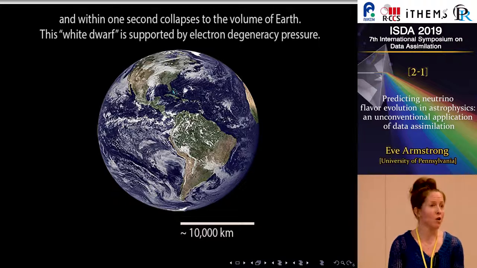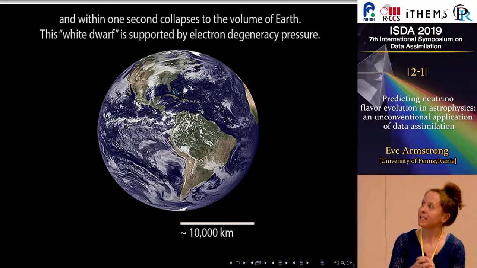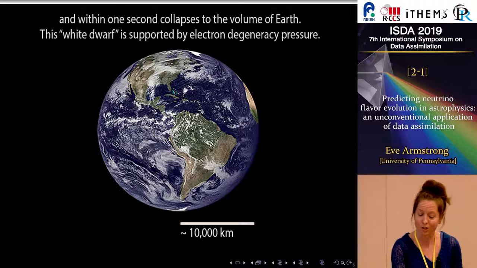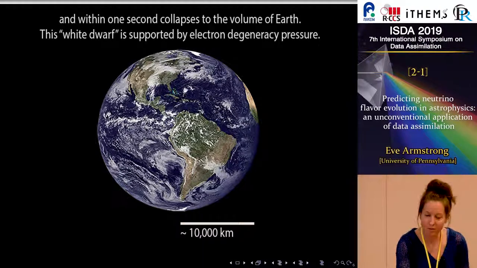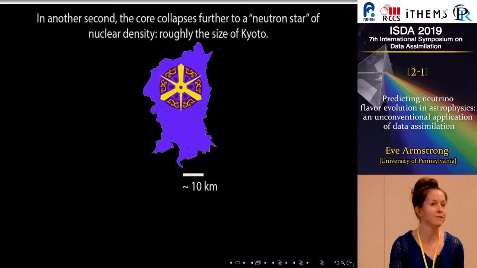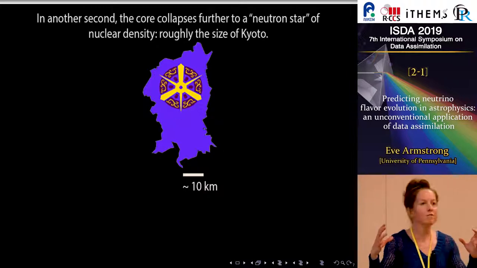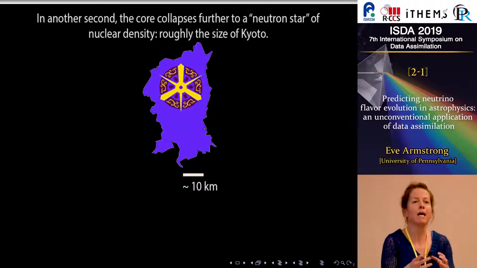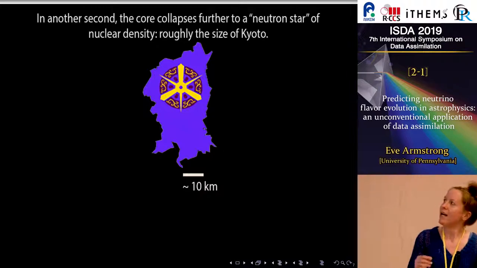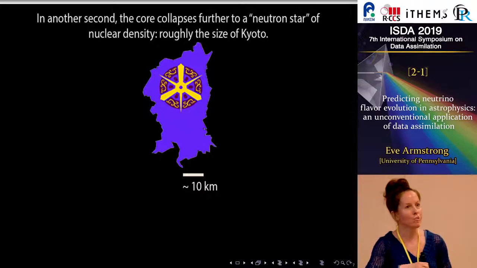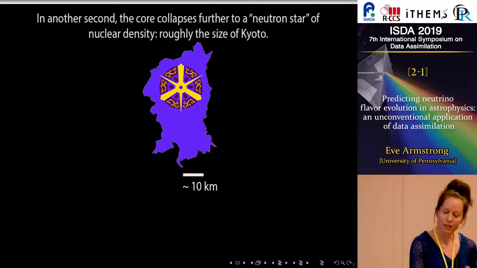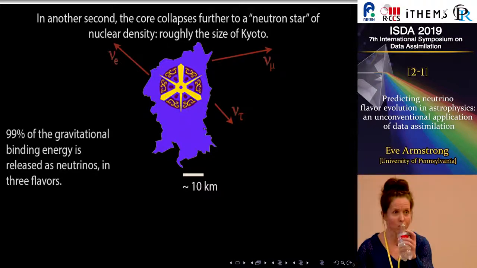This is a white dwarf star. It's supported by electron degeneracy pressure. And the most massive stars can't even support themselves under their own weight with electron degeneracy pressure. So in another second, they collapse further to an object of nuclear density, which is roughly the size of the Kyoto region. So in 2 seconds, you collapse from a radius of 10 million kilometers to a radius of about 10 kilometers. 99% of the gravitational binding energy in that collapse is released in the form of neutrinos.